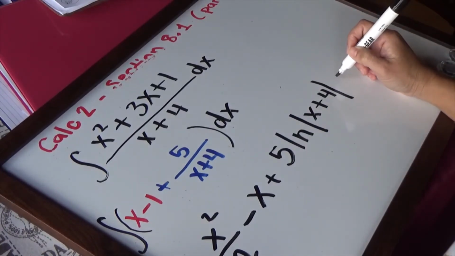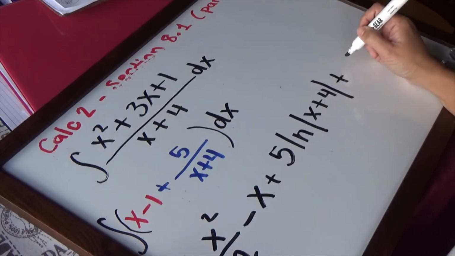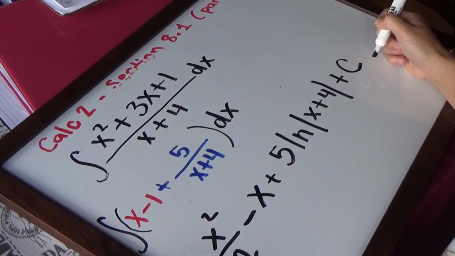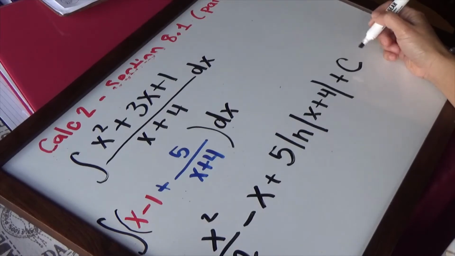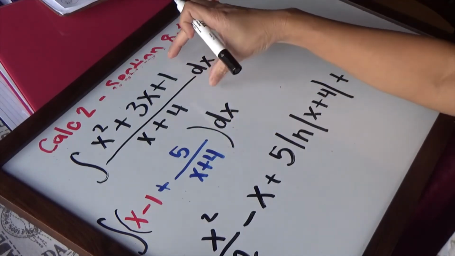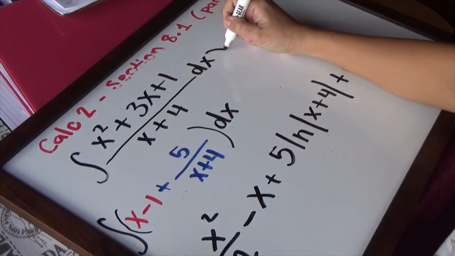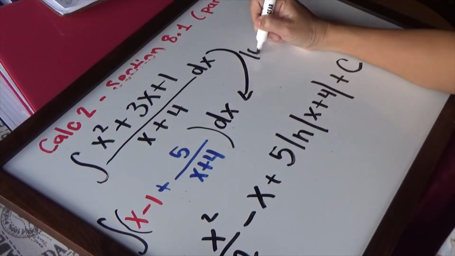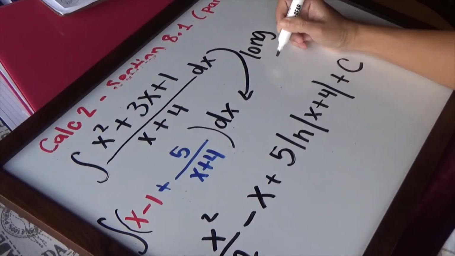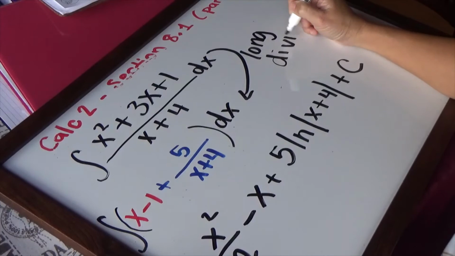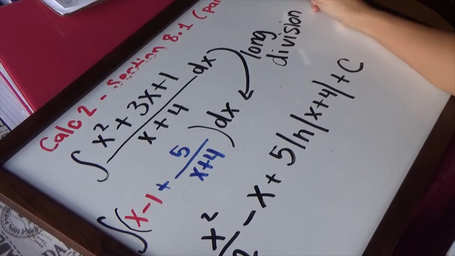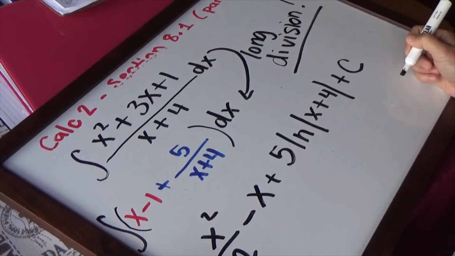And again, don't forget your plus c. Okay, so how do we go from this part to this part right here? Long division. Long division. And that is that for polynomial division.